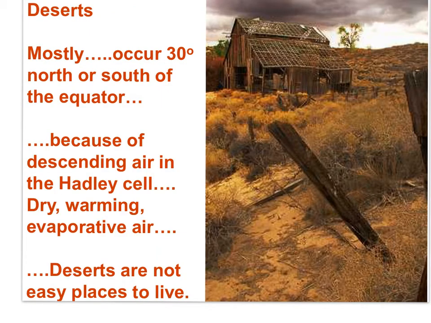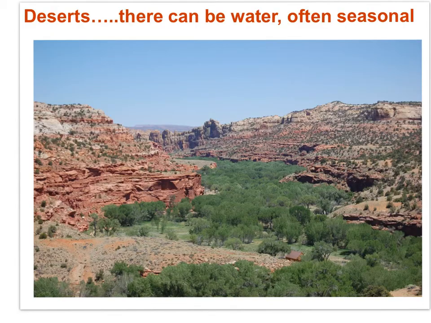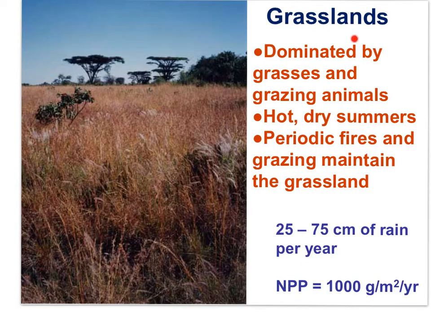Humans have worked to exploit resources in deserts, often because minerals are more easily seen in the bare earth. But deserts, located mostly 30 degrees north or south of the equator, are not easy places to live due to the dry conditions. I took this photograph of the Escalante Canyon in Utah, and within the trees there is a small river. And as you can see here, where there is water, there is productivity. So let's move on to grasslands.